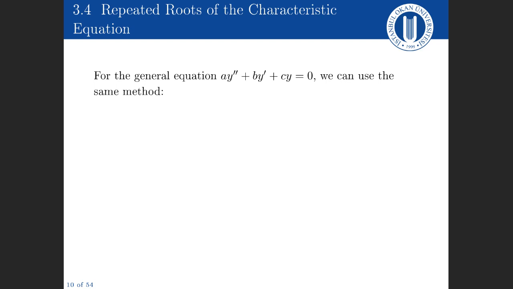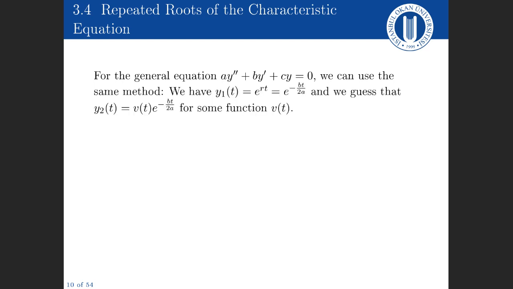We can use the same idea to solve the general equation. We have one solution, e to the power rt, or e to the power minus bt over 2a, and we're going to guess the second solution is v(t) multiplied by y1.